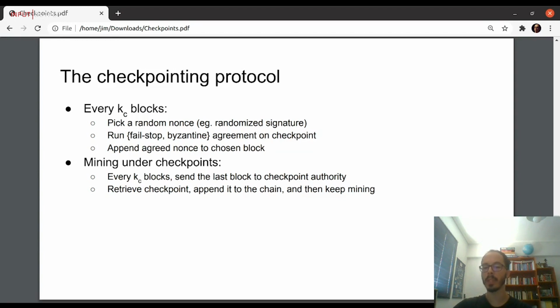So what the miners do is that every K blocks, they send every block to the checkpoint authority. The authority just simply participates in the network. And every KC blocks, they wait and they get the checkpoint from the authority. When they get the checkpoint, they append it to the chain, and then they resume mining as usual.